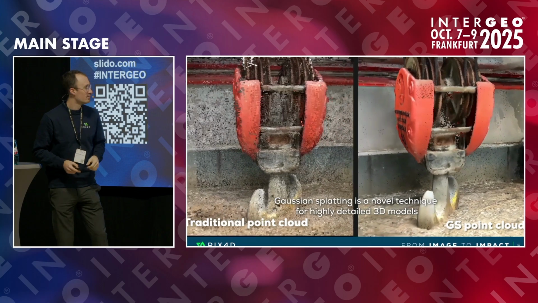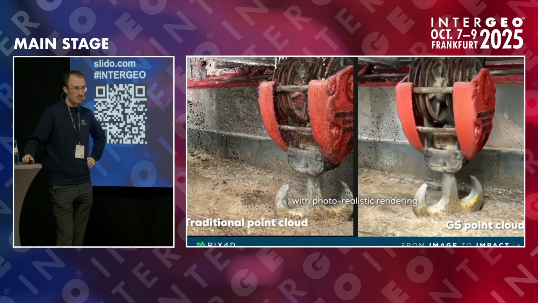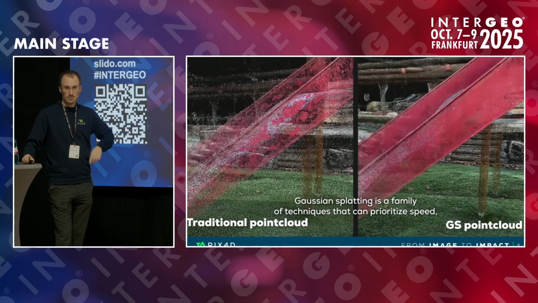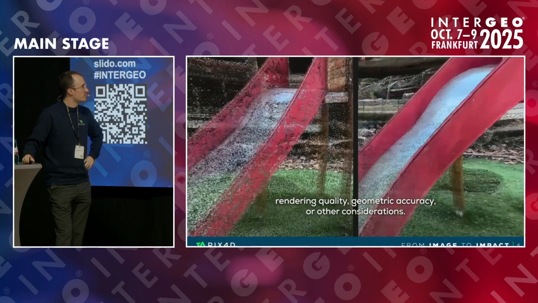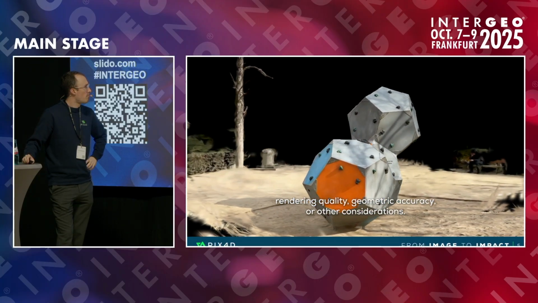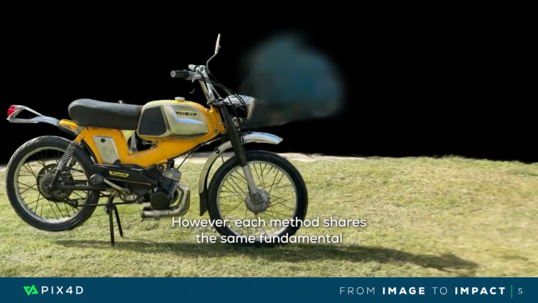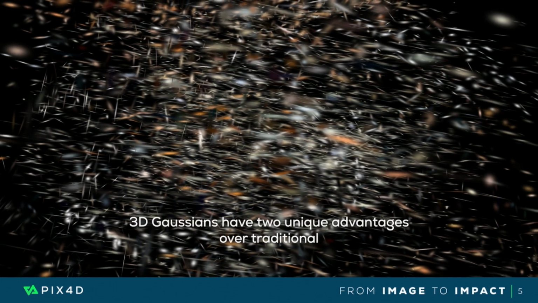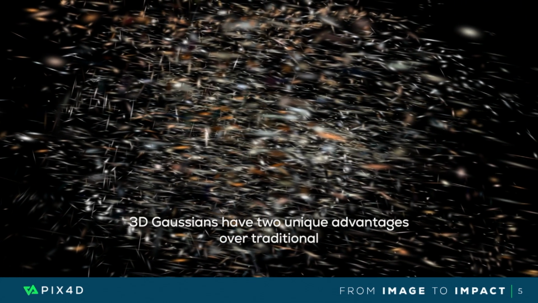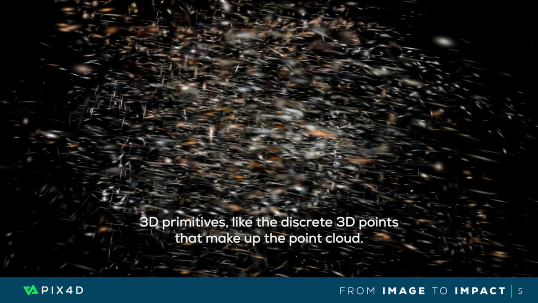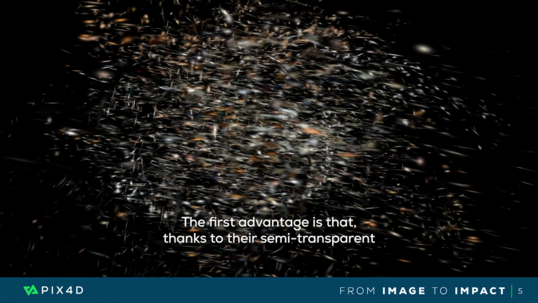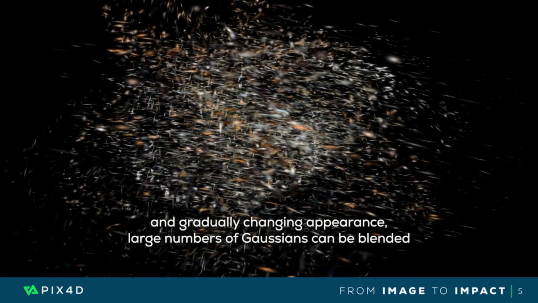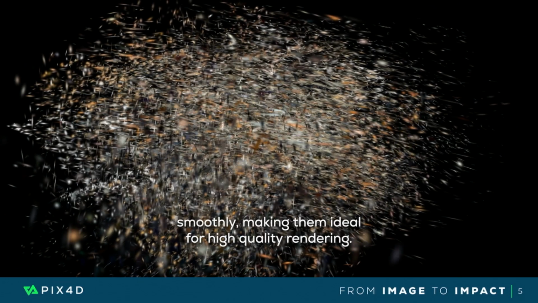Gaussian splatting is a novel technique for highly detailed 3D models with photorealistic rendering. Rather than a single algorithm, Gaussian splatting is a family of techniques that can prioritize speed, rendering quality, geometric accuracy, or other considerations. However, each method shares the same fundamental, primitive building block to construct its models, the 3D Gaussian. 3D Gaussians have 2 unique advantages over traditional 3D primitives, like the discrete 3D points that make up the point cloud. The first advantage is that thanks to their semi-transparent and gradually changing appearance, large numbers of Gaussians can be blended smoothly, making them ideal for high-quality rendering.